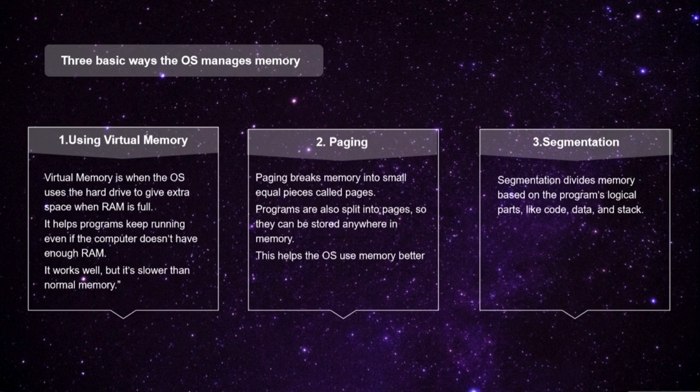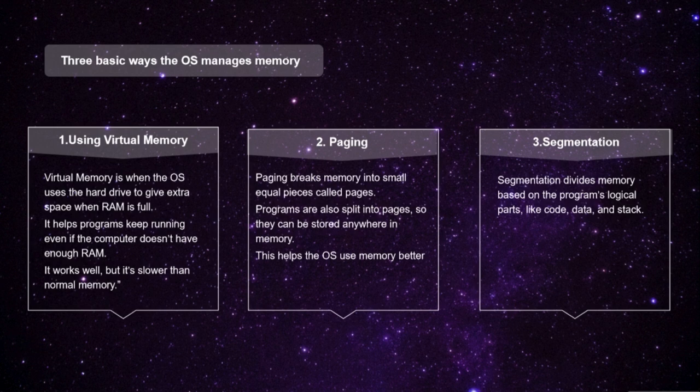So second is paging. Paging breaks memory into small equal pieces called pages. Programs are also split into pages, so they can be stored anywhere in the memory. This helps the OS use memory better.